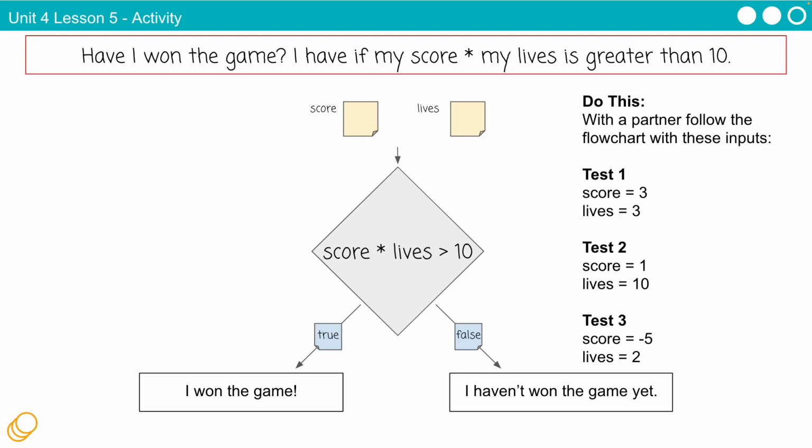Test 3, if score is minus 5 times lives 2, it would be negative 10. So definitely no, we have not won this game. Now think about what values you could put in there. So like if we have 4 lives and our score is 3, 3 times 4 is 12. Is 12 greater than 10? Yes, then you win the game.